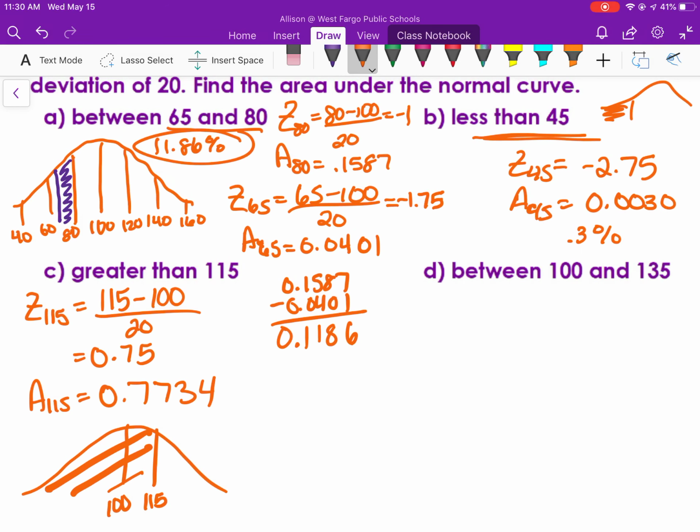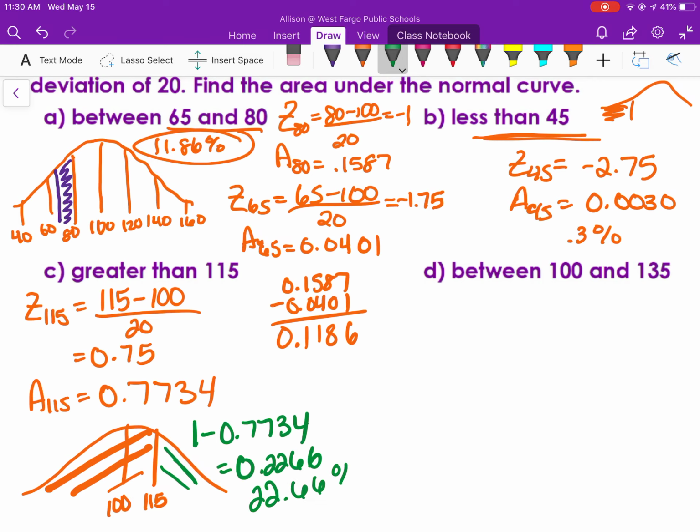So if you want the area percent above, greater than, then you have to take 1 minus 0.7734, and that will give you 0.2266. That's the percent that's greater. So that's your answer, 22.66%. You can give me either answer, but if you give me the percent sign, then you do have to move the decimal to the left so that it's in a percent.